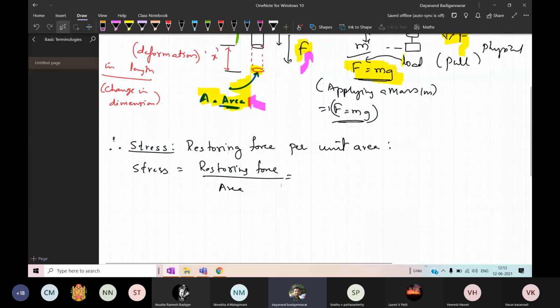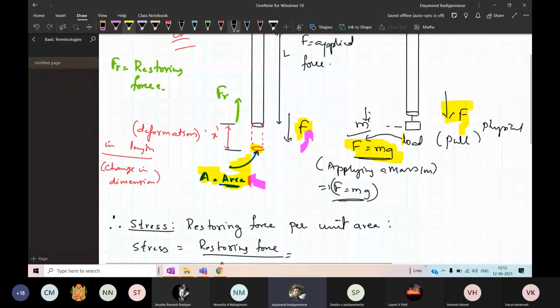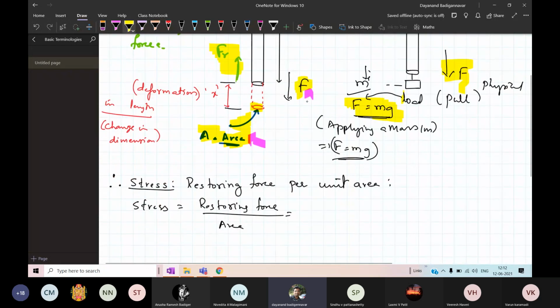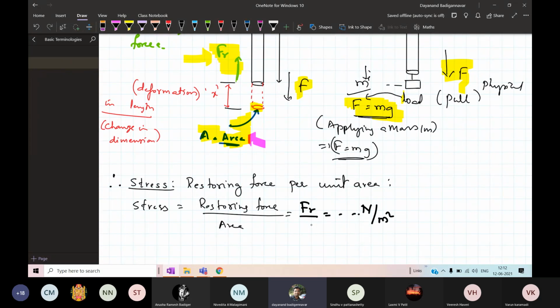So what is the restoring force? Sorry, I have to retell you. The restoring force is Fr. So using Fr and A, I can write stress as Fr divided by A. Here the unit for force is Newton and the unit for area is meter squared. So this is how we define stress as restoring force per unit area.